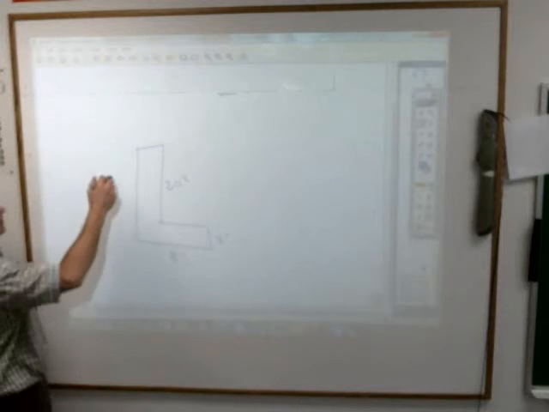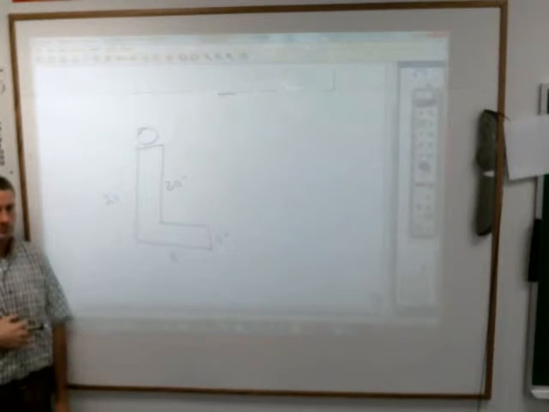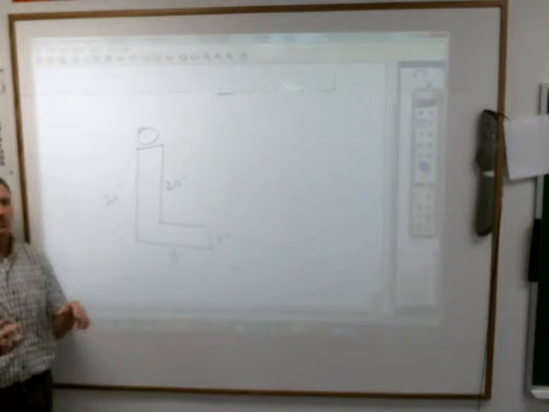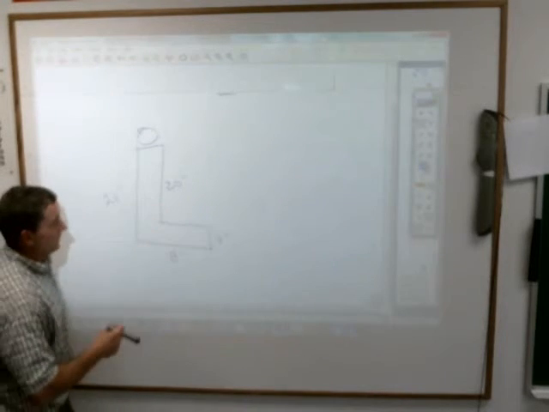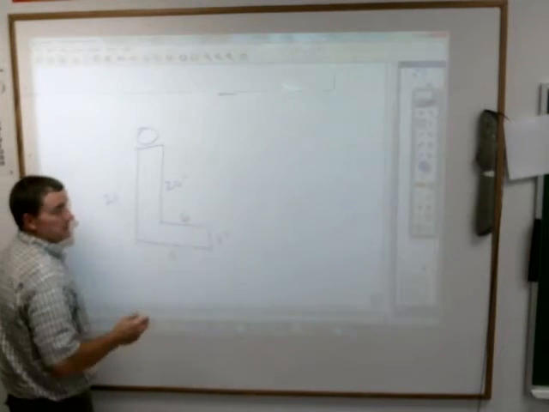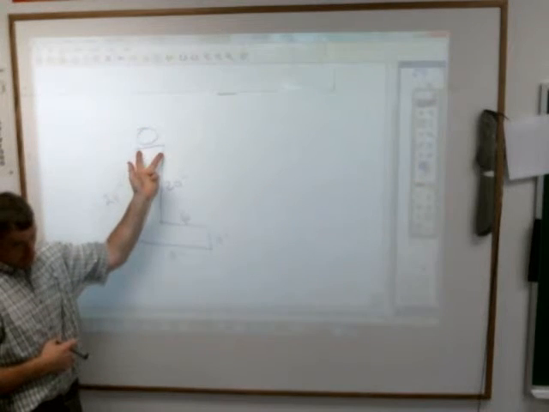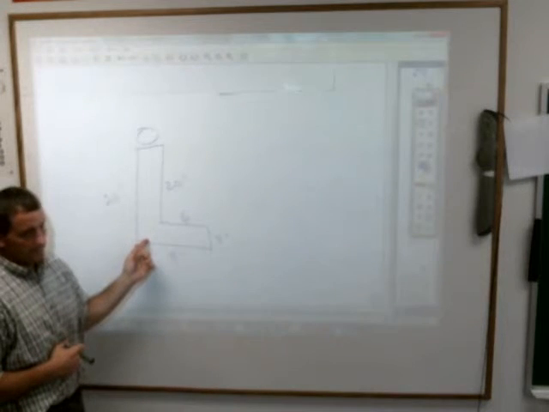Now, if I asked you how long this side was, how do you get 4? You can't tell me. I don't give you enough information to know what these lines are. I would have to tell you that maybe this line is 6. Now, if that line's 6, then this line has to be 2, because they have to add up to the 8 that's on the bottom.